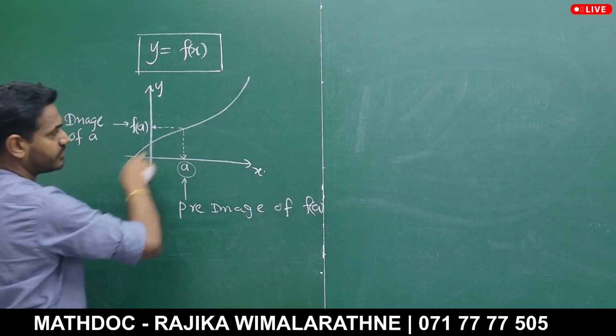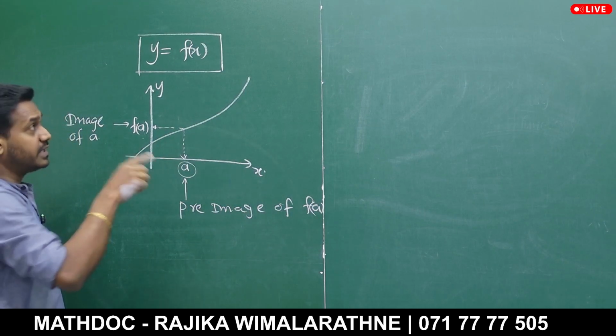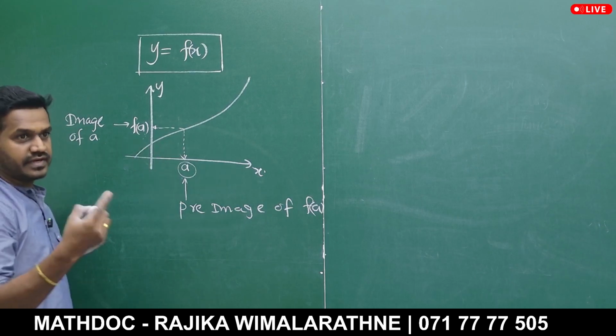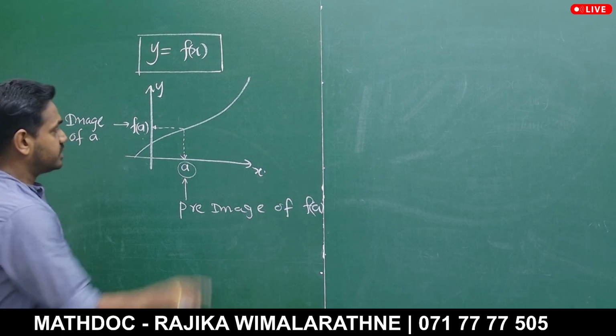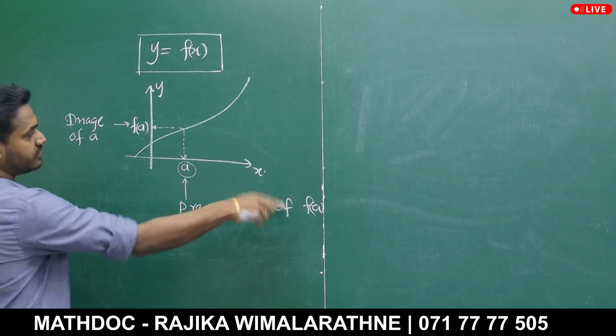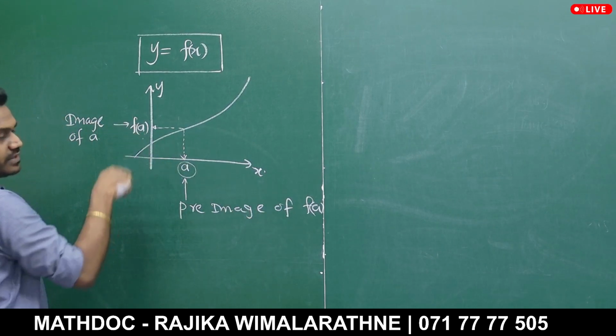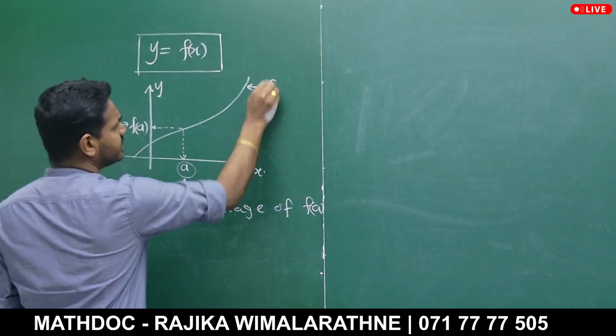Okay, this is a graph, no? We can sketch a graph by putting some values, no? y equal x plus 1, it is a line. Likewise, we have several relations. So anyway, this is called the pre-image of f(a), and this is called the image of a. And this one we say function.